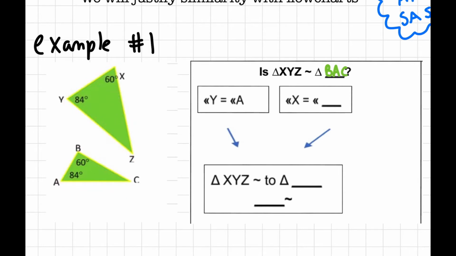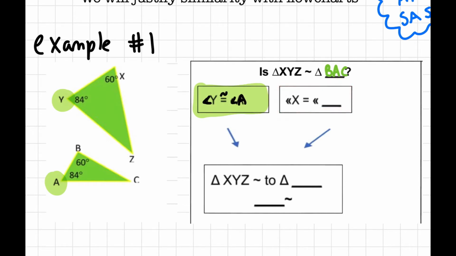And we are going to try to justify this. So first things first, looking at this, we need to fill these in. First it says angle Y is equal. Well, that should be congruent. Let's change that to say congruent. So angle Y is congruent to angle A. Let's just show those on the picture. So angle Y is congruent to angle A. Okay, cool. We know that. They're both 84. What about the other one?